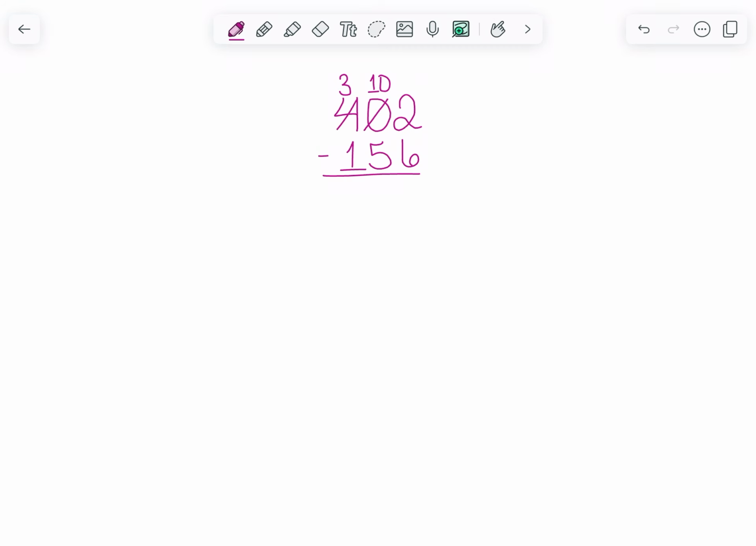Now, that 10 in the tens place can be thought of as 9 plus 1. We'll keep the 9 in the tens place, regroup that extra 10 to the ones place. That leaves us with a 9 in the tens place and a 12 in the ones place. 12 minus 6 is 6. Moving to the tens place, 9 minus 5 is 4. And then to the hundreds place, 3 minus 1 is 2. So now we have our final answer of 246.